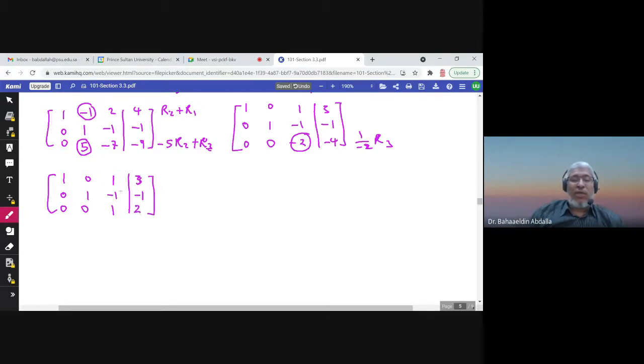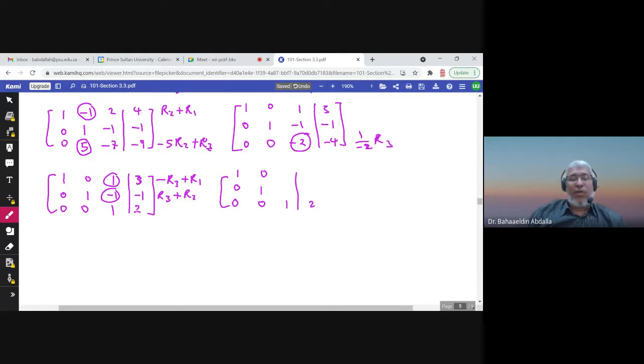And now I need this number and this number to be zeros. And this is the last step. This number is negative 1, so I multiply row 3 by 1 and add it to row 2. This number is 1, so I multiply row 3 by negative 1 and add it to row 1. And now the last row, no change. And let us change row 1. See, these are zeros, so nothing will happen here if you do these operations.